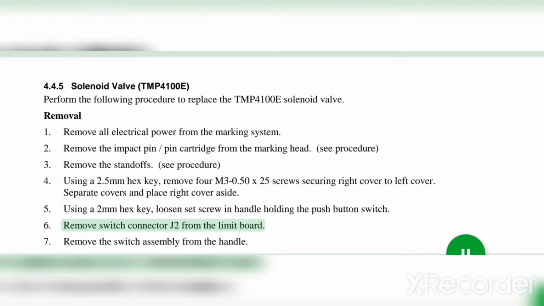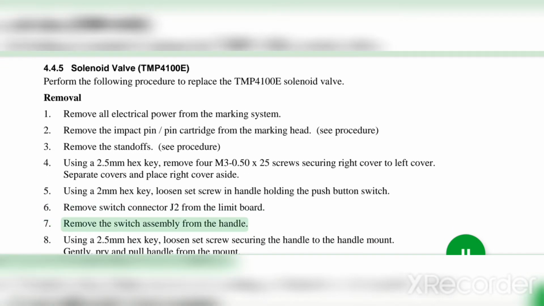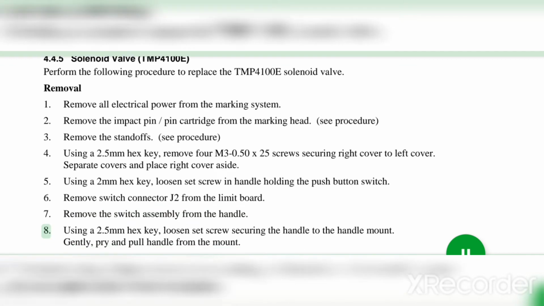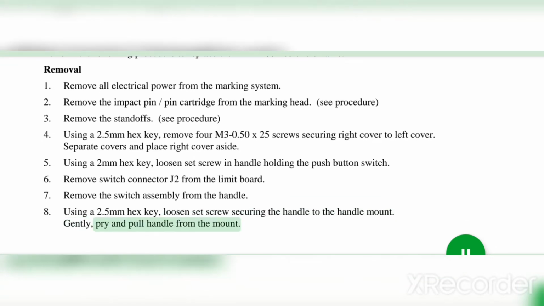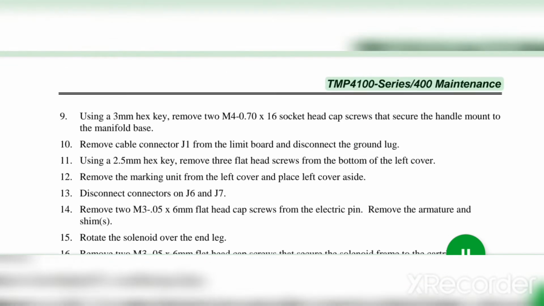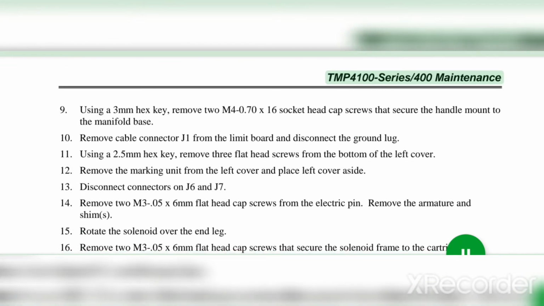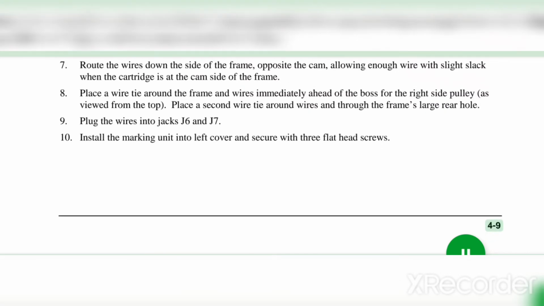6. Remove switch connector J2 from the limit board. 7. Remove the switch assembly from the handle. 8. Using a 2.5mm hex key, loosen set screw securing the handle to the handle mount. Gently pry and pull handle from the mount. TMP 4100 series/400 maintenance. 4 to 9.